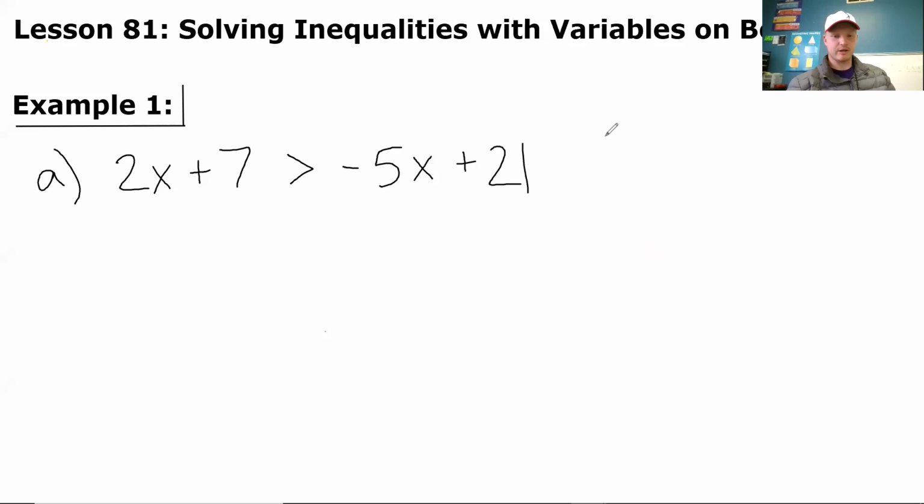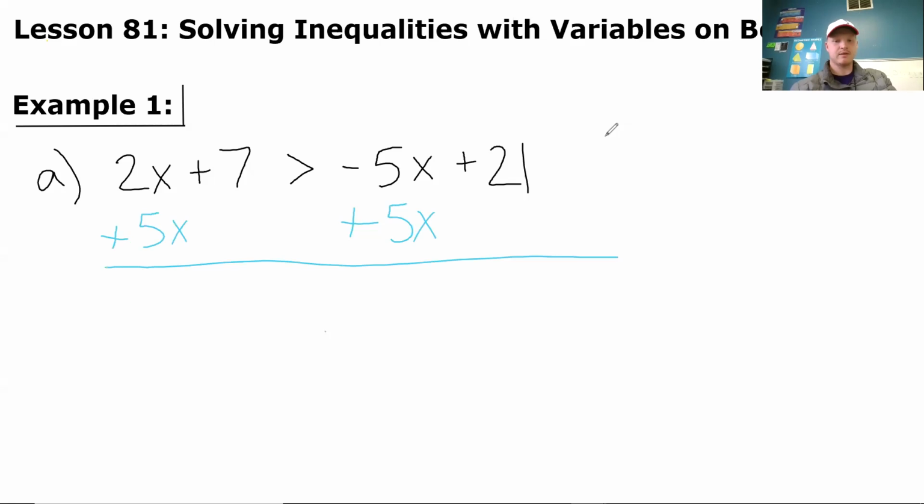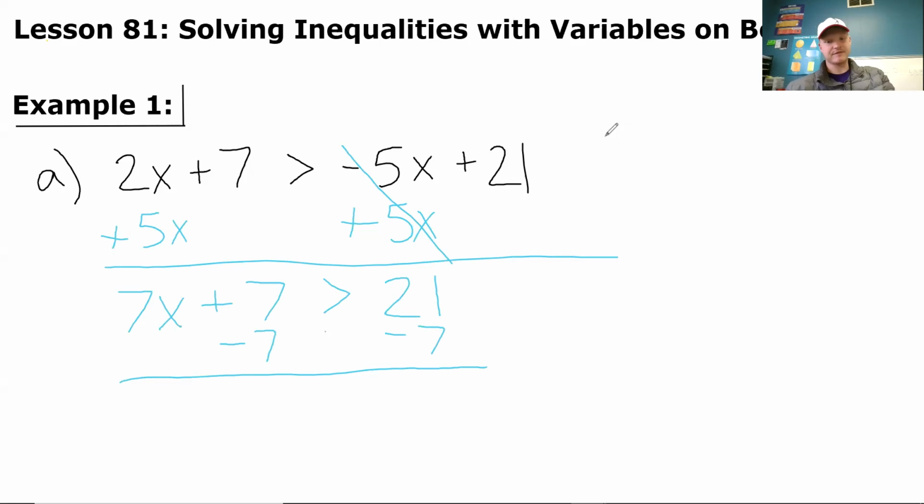Use this bluish color. So plus 5x to both sides, plus 5x. And so what's that do? That cancels out our 5x on the right side of our equation. And then over here, we have 7x plus 7 is greater than positive 21. So now we have to add like terms again. So subtract 7 from both sides. If we were dividing by negative 7, then we would switch our sign. But since we are subtracting, we don't flip the sign.